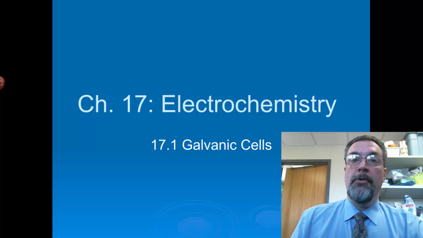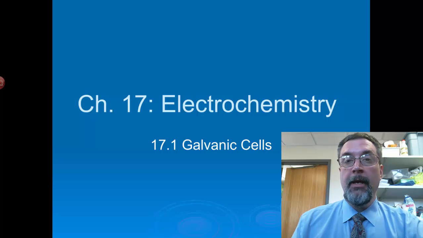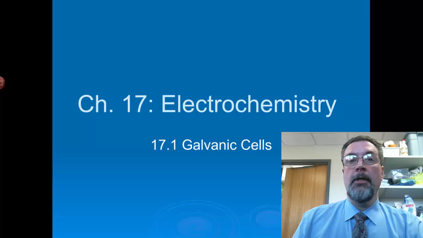So for the last chapter that we're going to cover this year, we're going to talk about electrochemistry. And electrochemistry is going to harken back to redox reactions and other types of single displacement reactions, for example. We're going to take a look at the actual movement of electrons through these systems.